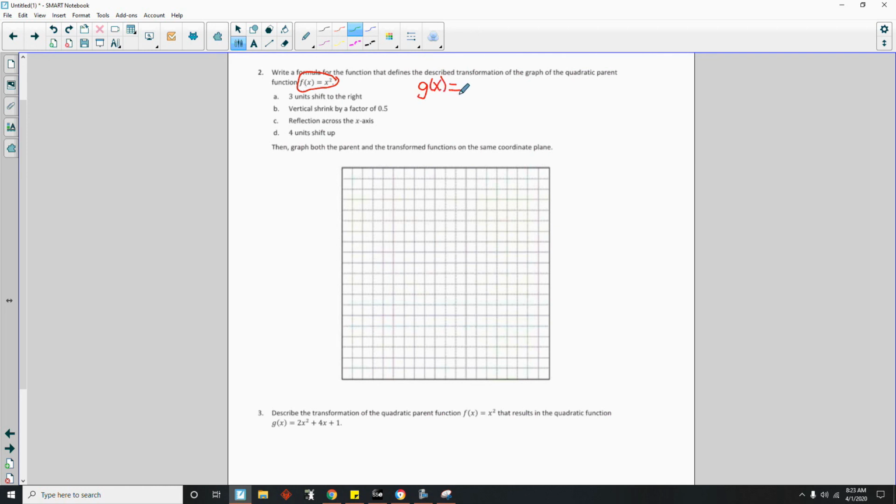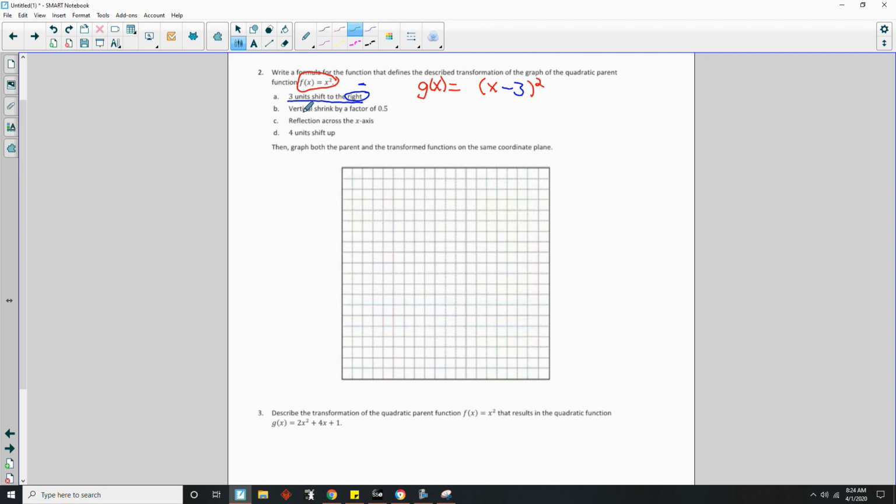So I'm going to say g of x equals. So I'm going to leave space for an a, parentheses, x, leave space for h, and then k will go over here. So a, 3 units shifted to the right. Well, that's my h. 3 units shifted to the right. Right being in the parentheses is going to be a negative. So I'm going to write minus 3. And that's going to be squared.